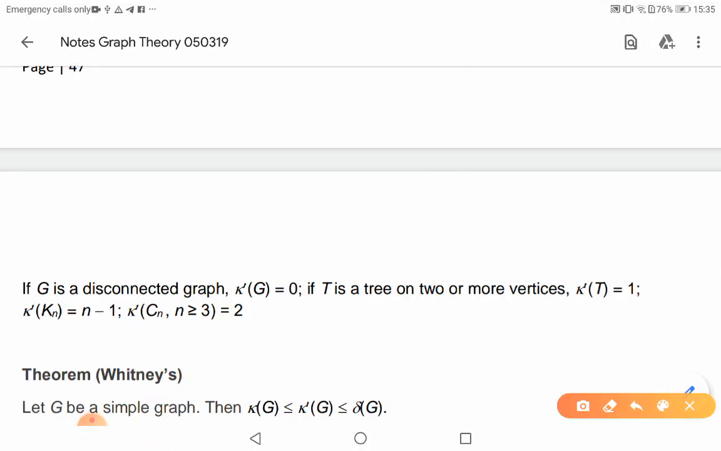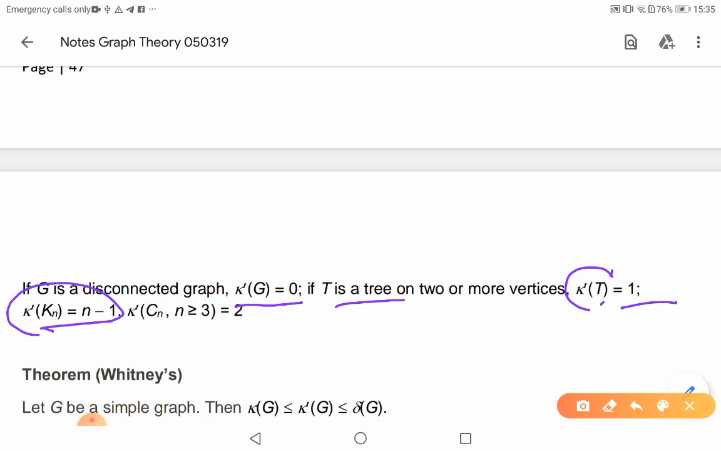And if G is a disconnected graph, kappa prime G equals 0. If T is a tree, kappa prime of a tree equals 1. This is the formula that you must understand. Okay, and kappa prime for Kn, the complete graph, equals n minus 1.